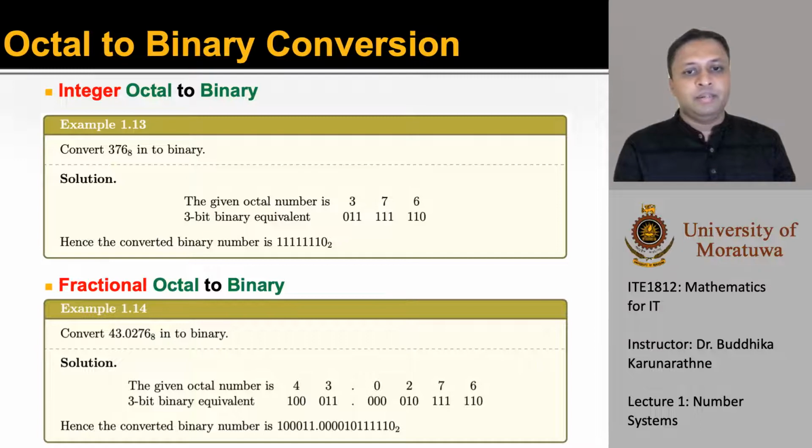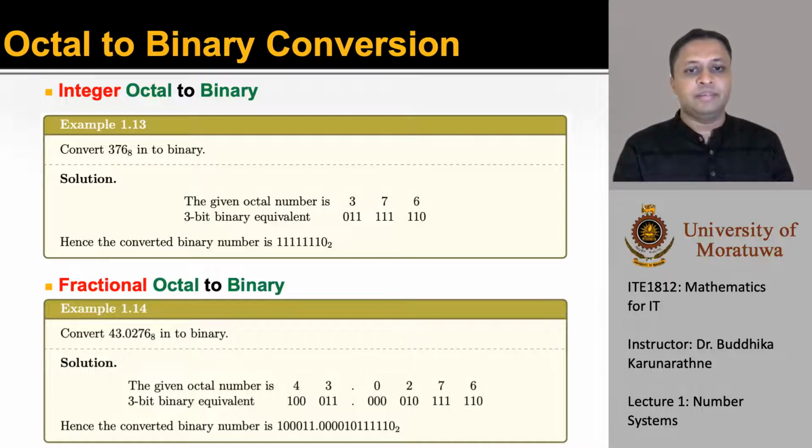And similarly, if you have a fractional octal number, take the example 43.0276 in octal and convert it to binary. You can approach this as two separate parts: the integer part and the fractional part. For the integer part, you have 43, and you write the corresponding 3-bit representations. And also for the fractional part, you write the 3-bit representations.